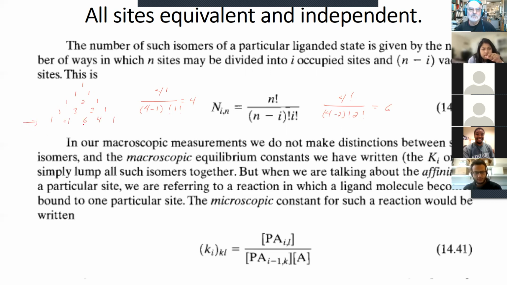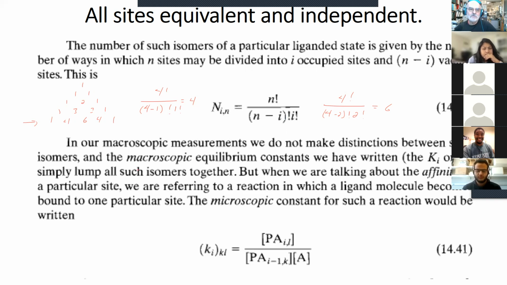This is 6 forms with 2 ligands, 4 forms with 1, only 1 form with none, 4 forms with 3, which is another way of saying 1 empty site, and 1 form with 4. So these are the coefficients of the binomial. These are the coefficients in Pascal's triangle. These are the coefficients that we now have to take into account when thinking about the binding constants.